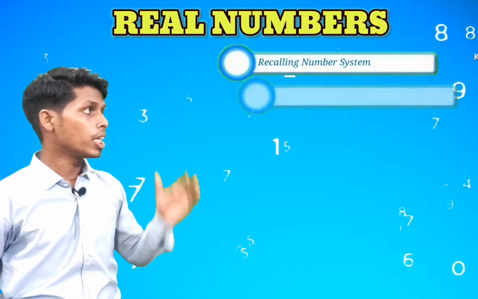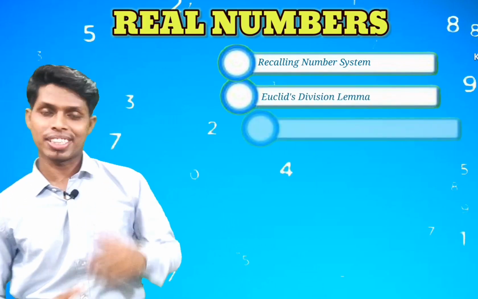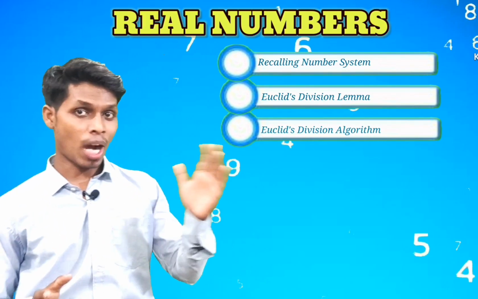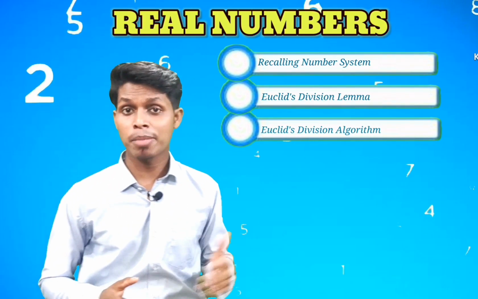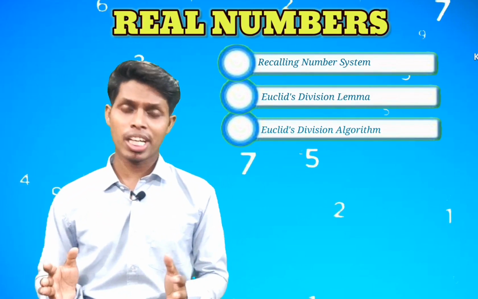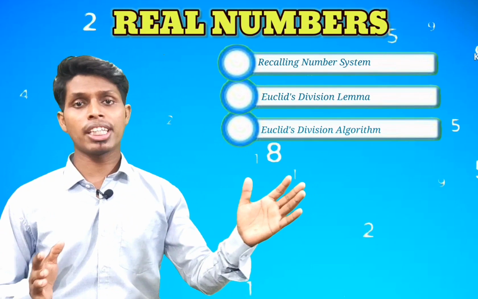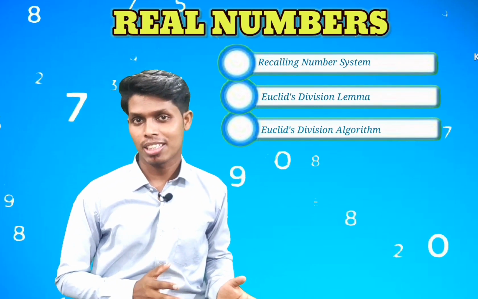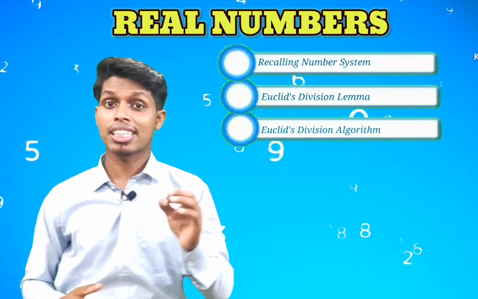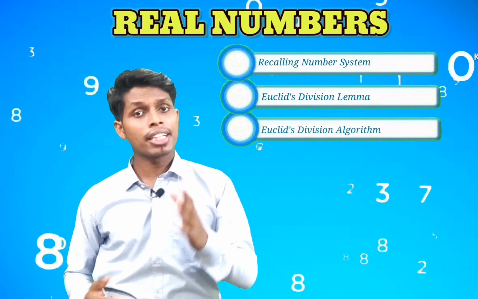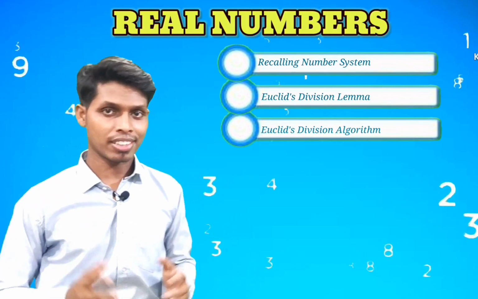Then we will move to Euclid's division lemma and Euclid's division algorithm. Wait, don't be so confused. The words may be fancy, this may not seem familiar to you, but the concepts are old ones. This is nothing but about the division of two positive integers, and you have learned this in class 3. So while we discuss this part, you will find this much easier, I bet on this.